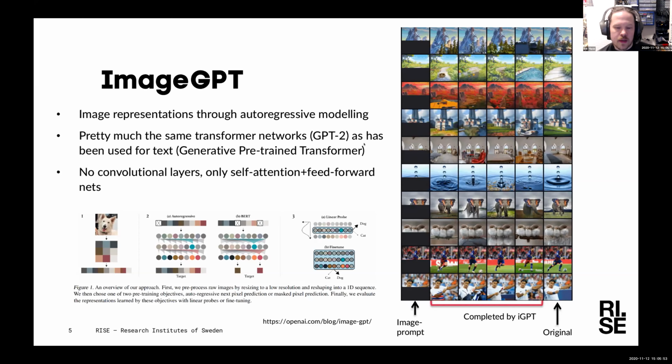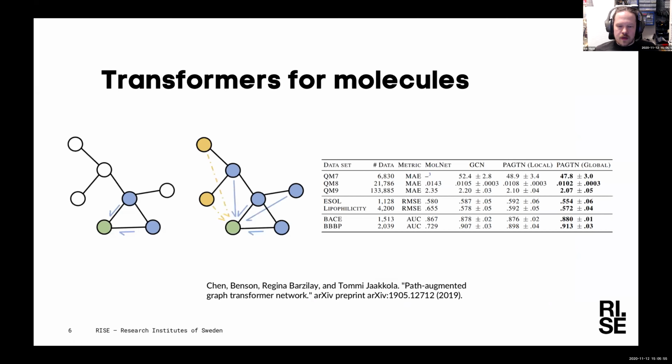But a very important application, one which I am involved in, is using transformers for graphs and for mathematical sets. A graph is a mathematical set, and we see that transformers are actually starting to give very good results in the domain of, for example, molecular property prediction.